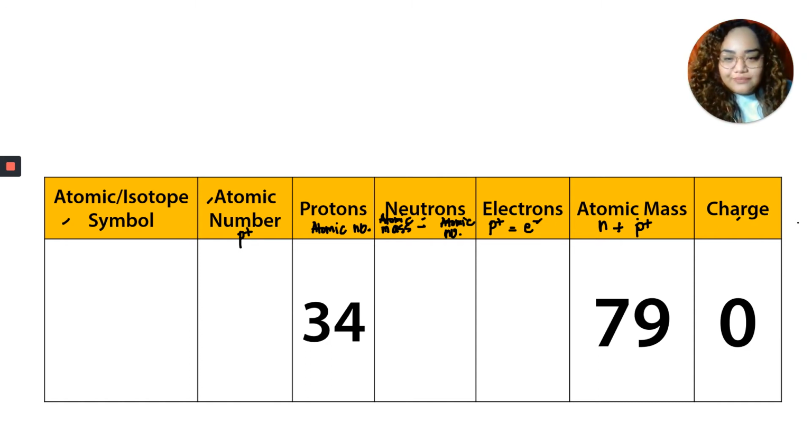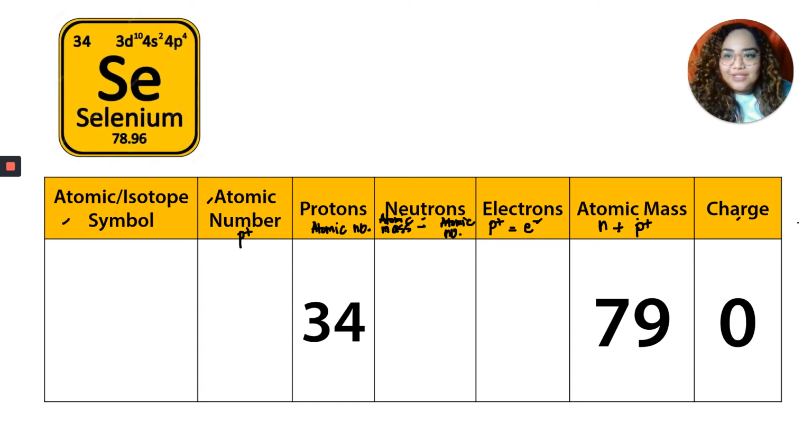Now, the clue that is given in this first item is that it has 34 protons. So what does it mean if it has 34 protons? It means that this particular element has an atomic number of 34, right? So what particular element is that? You gotta look for your periodic table and find this element. So what element is this? If you go through your periodic table, you will know that the element we're talking about is selenium.